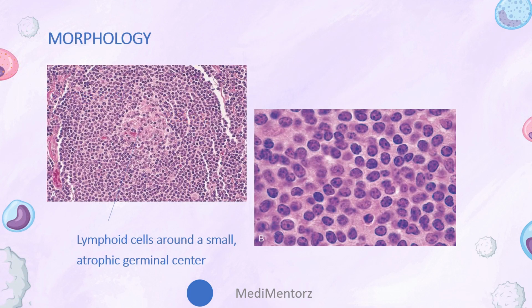Okay, just have a look over these two images. Here you can see there are several lymphoid follicles, but here you can't appreciate the germinal center because the germinal center is atrophied over here, and here you can see cells similar to centrocytes. Okay, so in this image you can see there are several lymphoid cells, a homogeneous population of cells with cleaved nuclear contours.